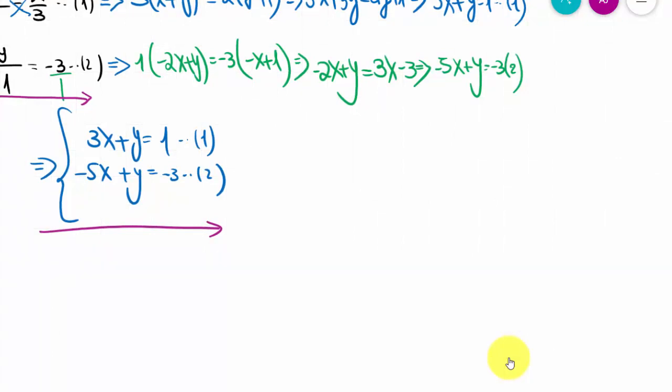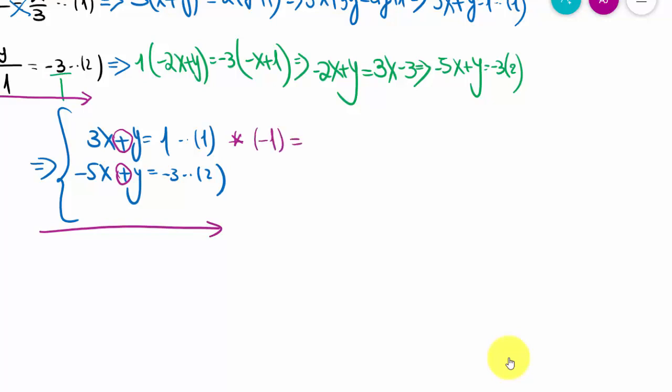We have y here with a plus sign, and y here with a plus sign. The only thing we have to do is change either this sign to a negative sign or this sign to a negative sign in order to get opposite signs. So what I do, I multiply the first equation by minus 1.